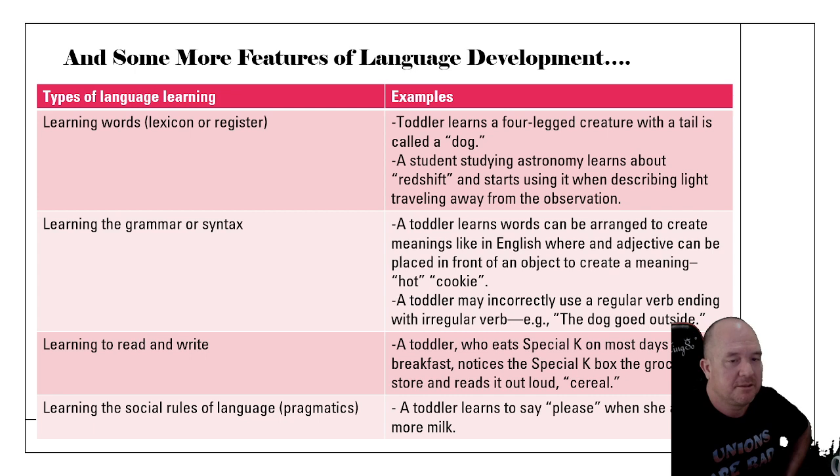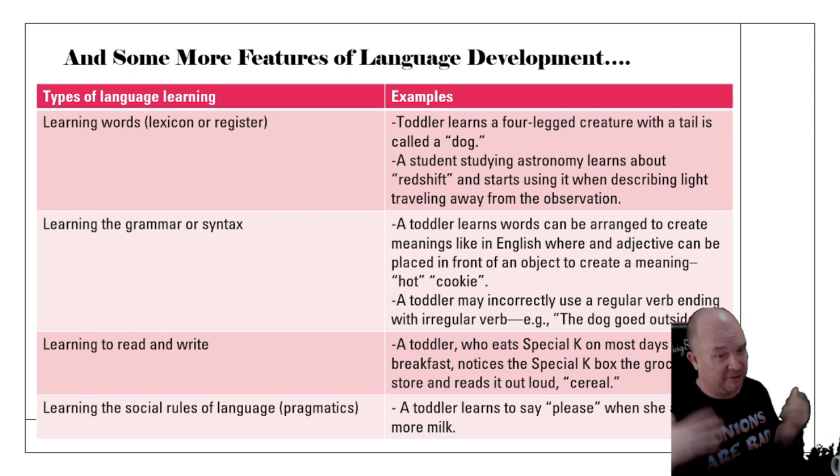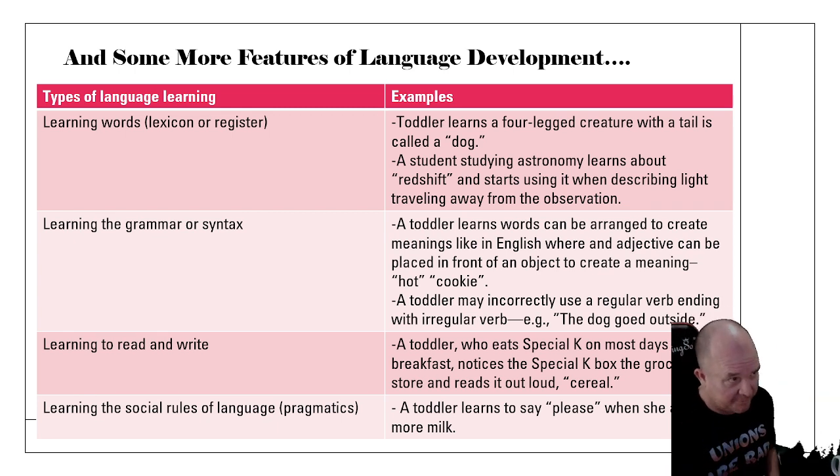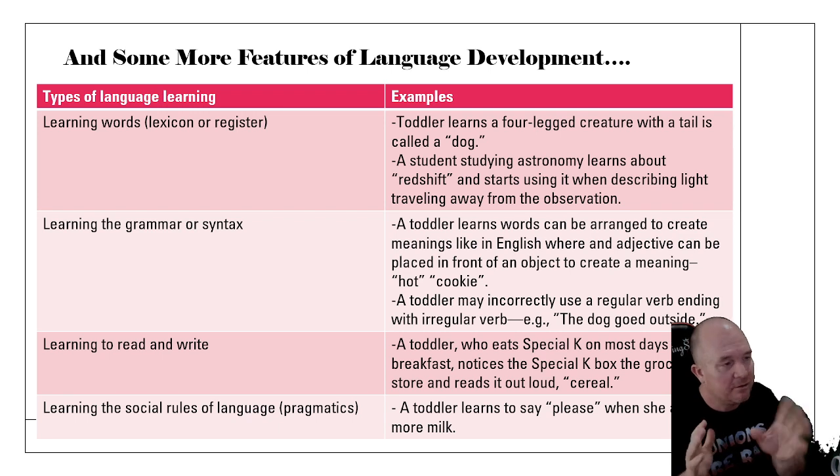So let's talk about some more features of language development. We can break language learning down into 4 key categories. The first is learning words, which is the lexicon or the register. As we learn a language, we have to learn what words mean. Here's an example. A toddler learns a 4-legged creature with a tail is called a dog. If they've learned dog and they've never seen a cat, a cow, or a horse, they might call a cow, a horse, or a cat a dog until someone says, no, that's a cat. And then they'll have some cognitive dissonance.